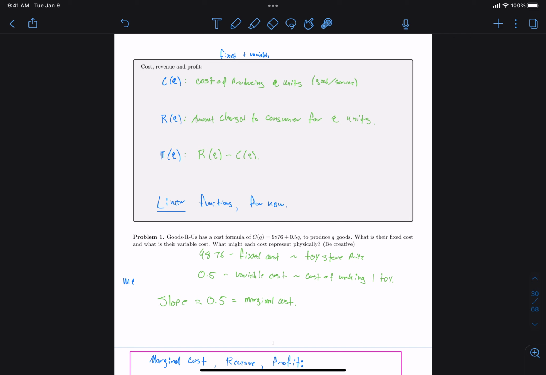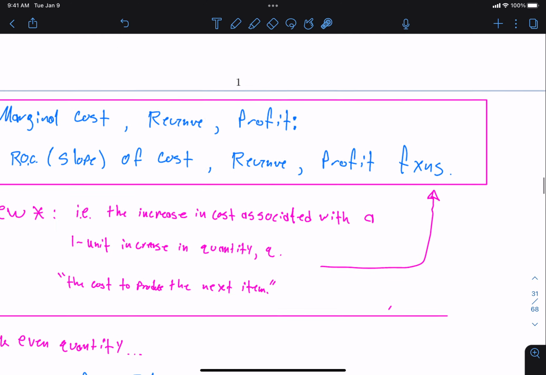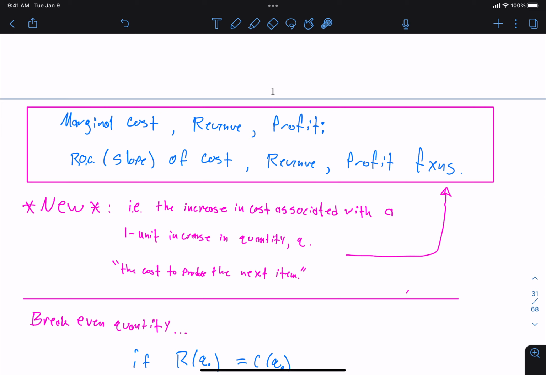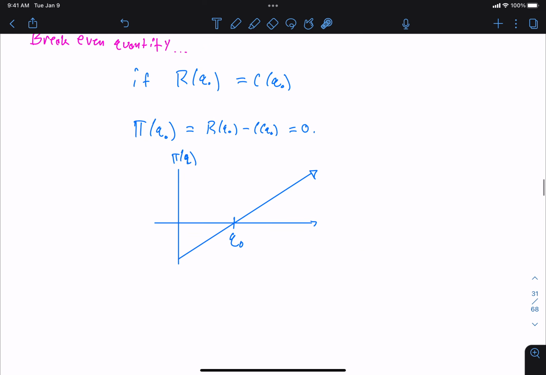Yeah, it's cost per unit, or revenue per unit, or profit per unit. In other words, it's the rate of change of these functions. The rate of change of a linear function can be expressed by a property of that linear function. What is that property? The rate of change of a line is the slope of that line, how steep it is, right? Okay. So the marginal cost, marginal revenue, and marginal profit are the slope of the cost, revenue, and profit functions.